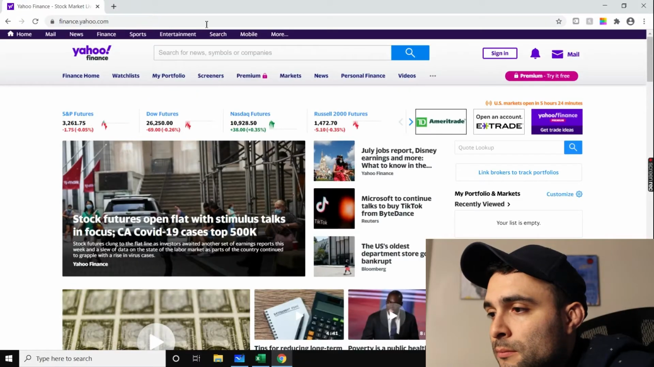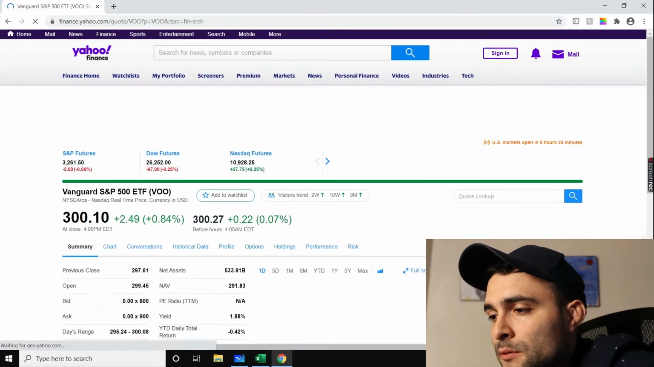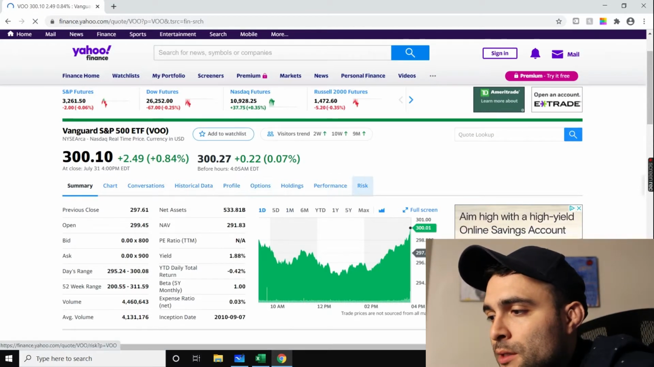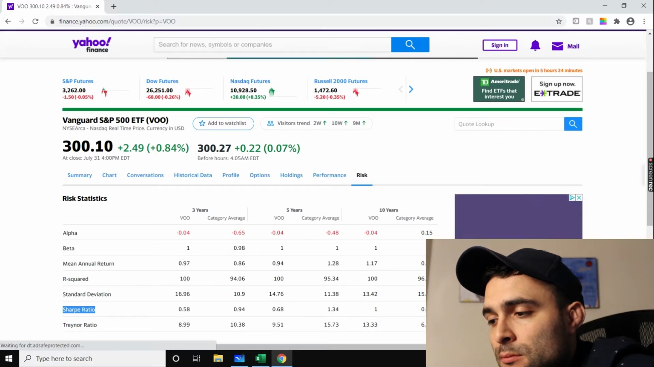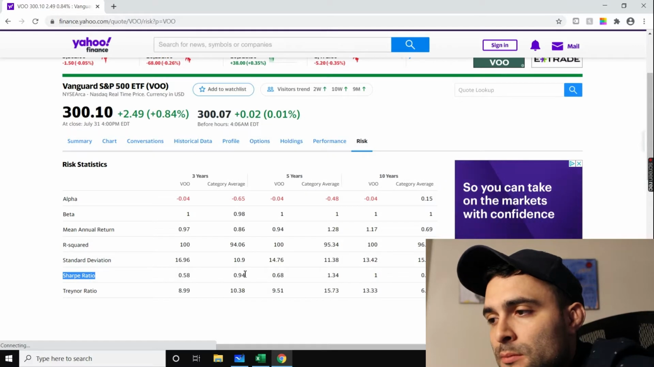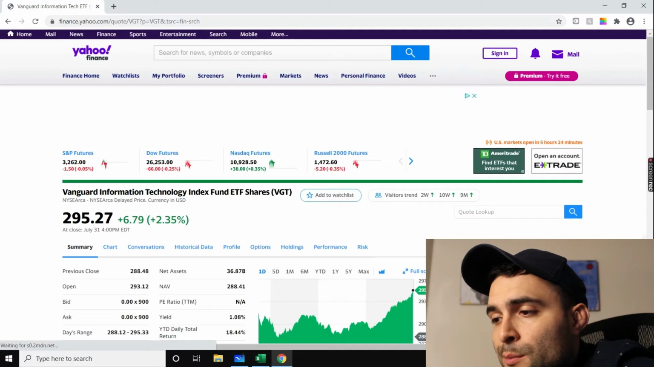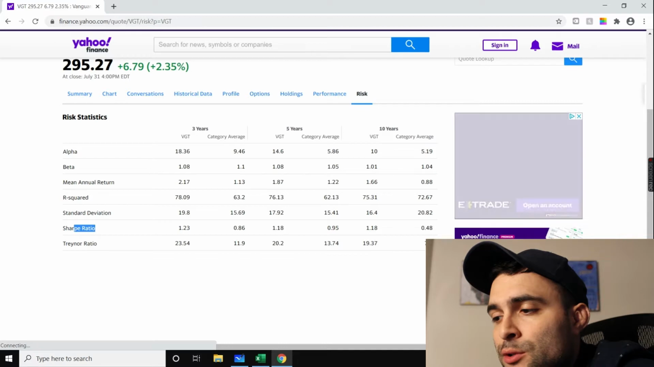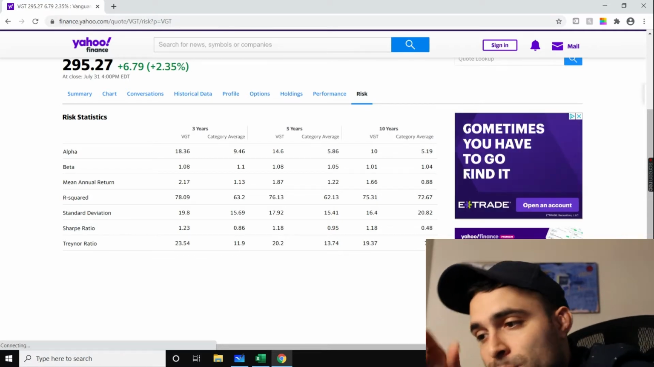So let's just look at one of the more famous ones, Vanguard ETFs, mutual funds, all that. Vanguard S&P 500 ETF, it's under risk. This is Yahoo Finance. Sharpe Ratio 0.58 compared to category average of 0.94. So this isn't the best example of a good Sharpe Ratio. Let's go back to Vanguard. Let's do VGT, Vanguard Information Technology Index, go under risk. This one's better. Sharpe Ratio 1.23 compared to 0.86. So this is a better investment just based on Sharpe Ratio.